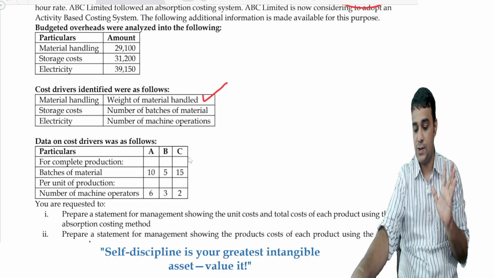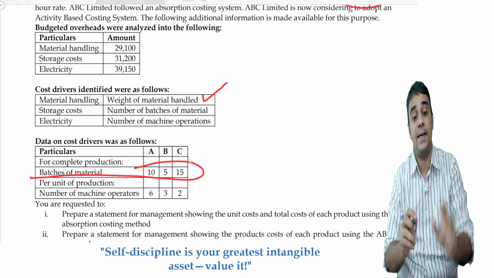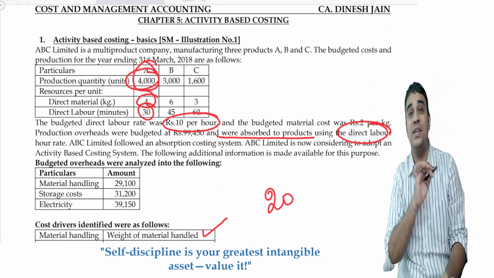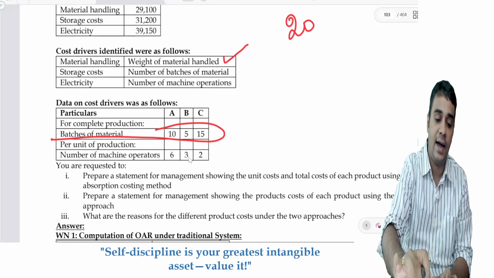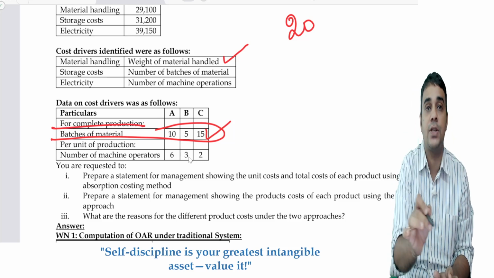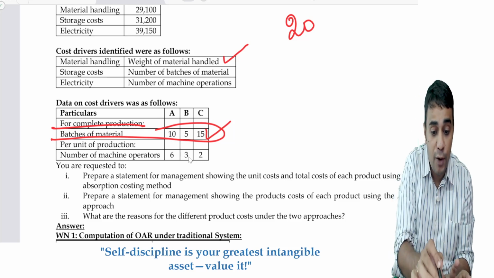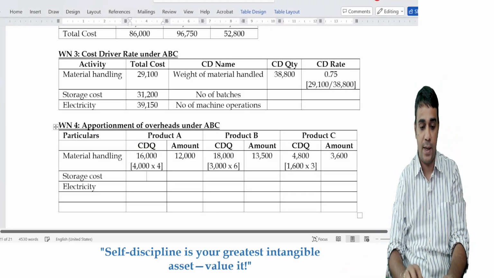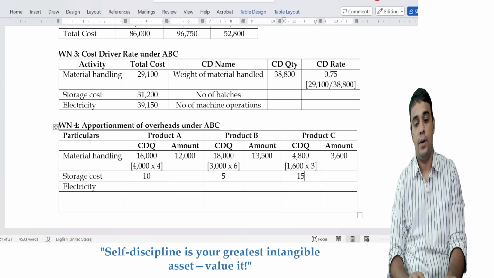Next, storage cost is on the basis of number of batches, and the good part is that number of batches is given directly. Some questions will give batch size. If they say batch size is 20, then number of batches is 4,000 by 20. Here they have directly given batches of material: 10, 5, 15. This is for complete production, for all units put together, so no multiplication with number of units, whereas number of machine operations is given per unit. So write 10, 5, 15.